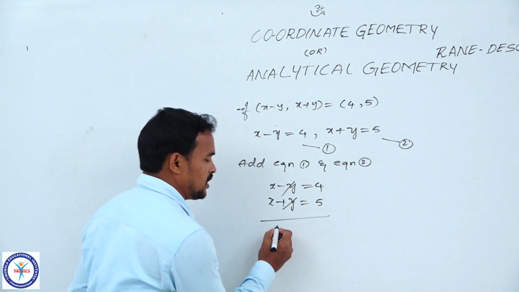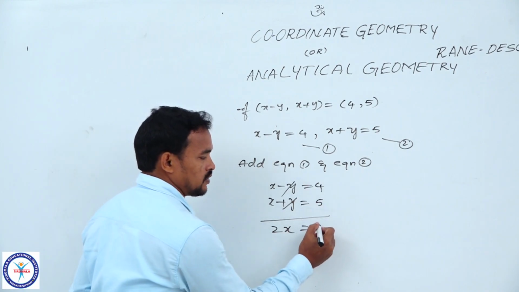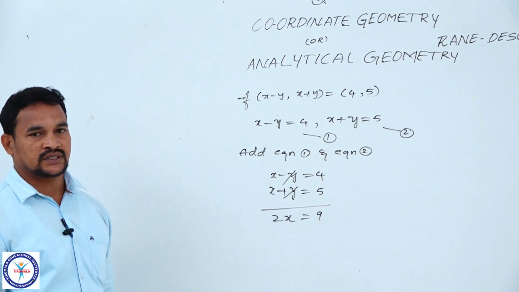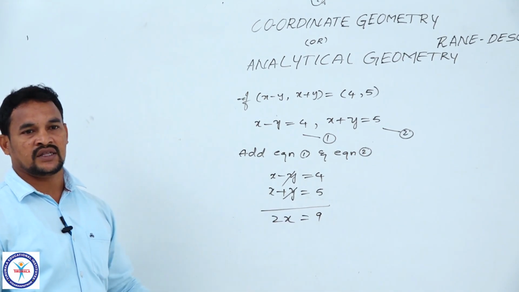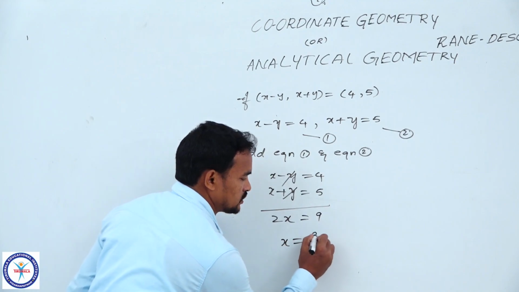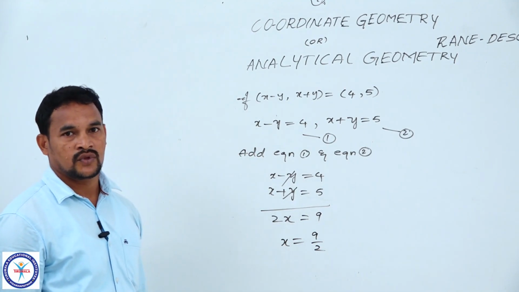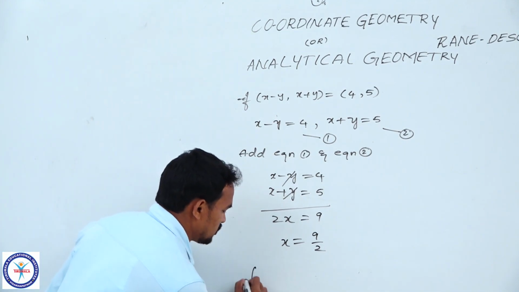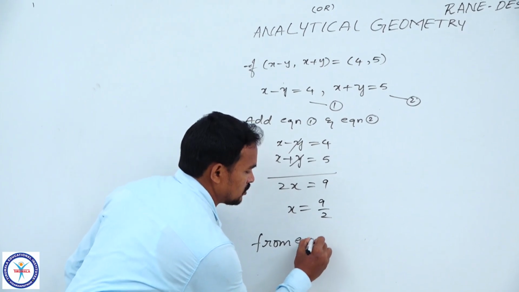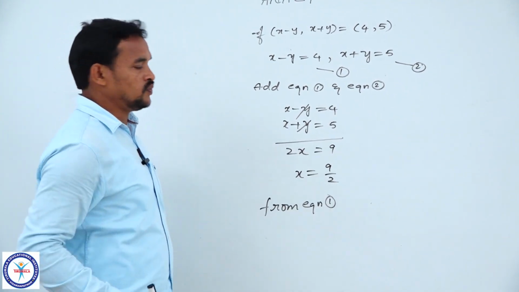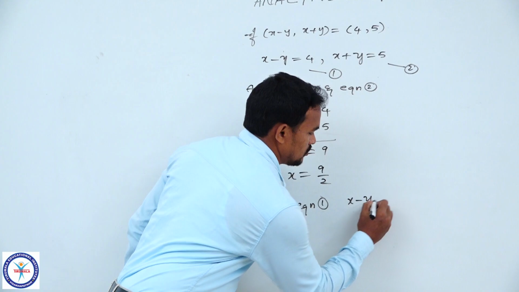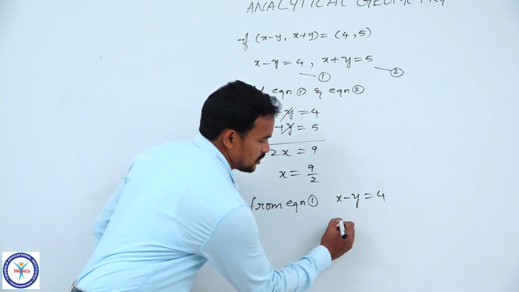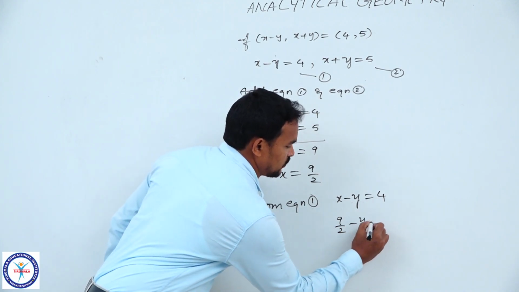x plus x is 2x, and 4 plus 5 is 9. Here 2x equals 9, where 2 is a multiplier of x. Taking it to the other side, it becomes division. Then x equals 9 by 2. Now take the x value in equation 1 or equation 2. From equation 1, x minus y equals 4. The x value 9 by 2 came, substitute here: 9 by 2 minus y equals 4.